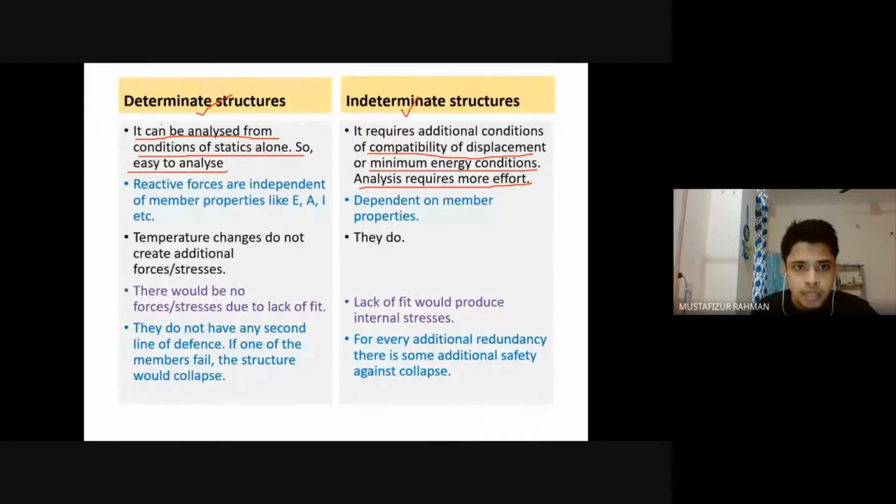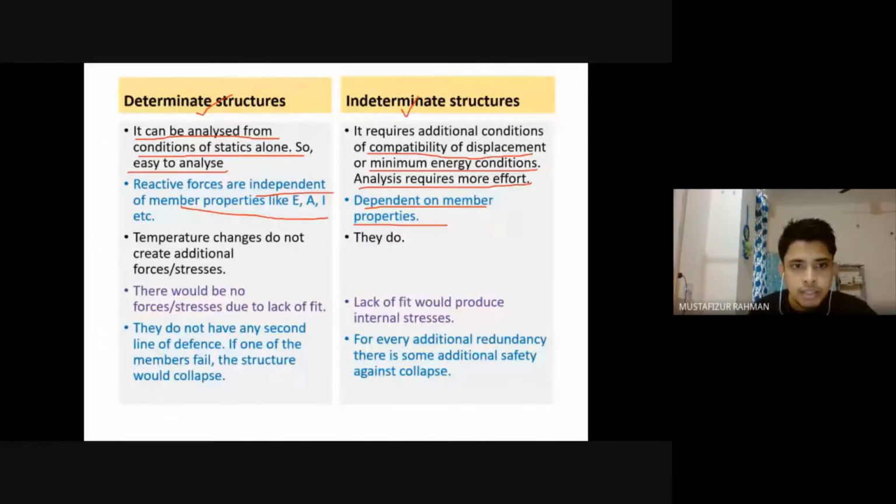Now, in case of determinate structure, the reactive forces, the RA, RB, etc., are independent of the member properties like E, A, I. E is modulus of elasticity, A is the cross-sectional area, I is the moment of inertia. So those are the properties of the member. So the reaction forces will not depend upon these member properties. But in case of indeterminate structure, the member properties will have an impact upon the reaction forces.